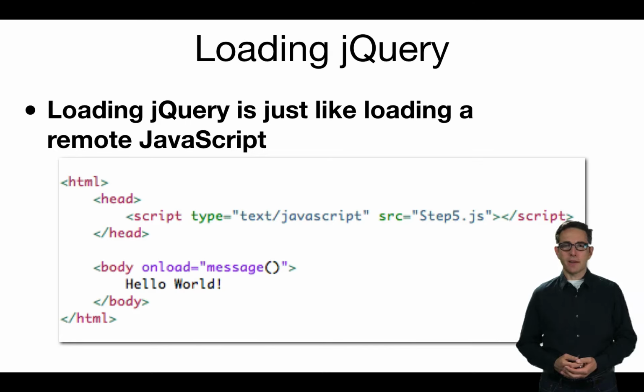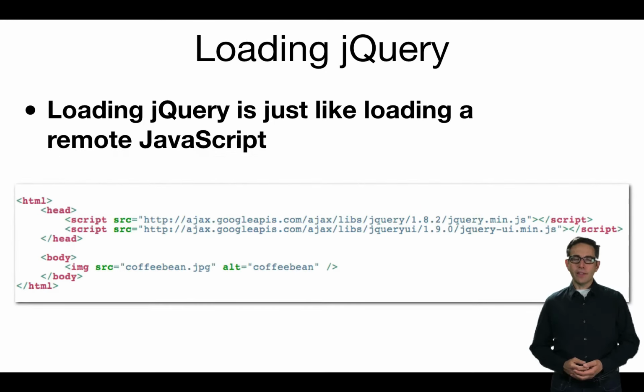You can also see down in the bottom there's an onload attribute for the body tag, which has a little bit of JavaScript present, which says message. And presumably that message function is inside the step5.js file. Now, another thing you could do, rather than loading it from your own machine, is load it from Google.